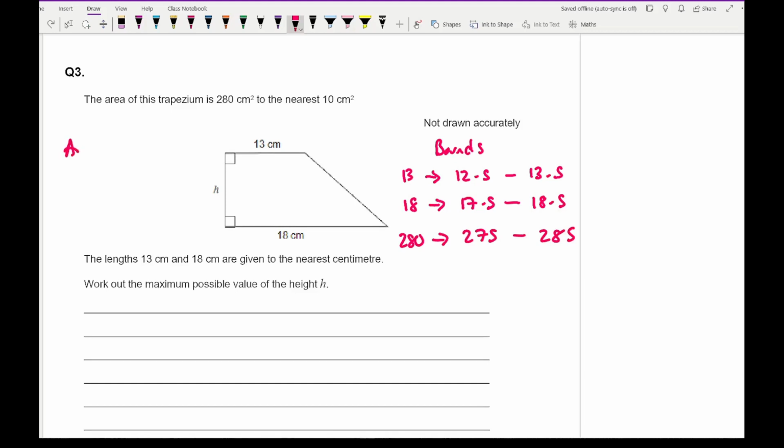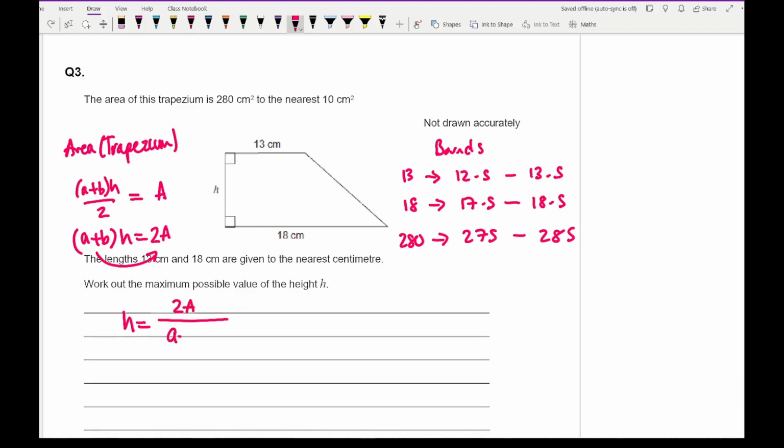Now, we know that the area of a trapezium, so let me just write down the formula, is going to be (A plus B) times H divided by 2 equals A. If I write that so I don't have a fraction, that's (A plus B)H equals 2A. If I take this A plus B over to the other side, I end up with H equals 2A over (A plus B).